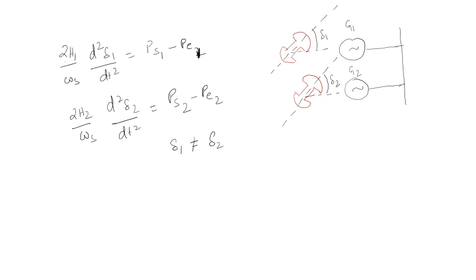So I can say if delta 1 gets increased, delta 2 will decrease. That means there is a negative change in your angle. So there is a negative change in the angle. That is what I can write.